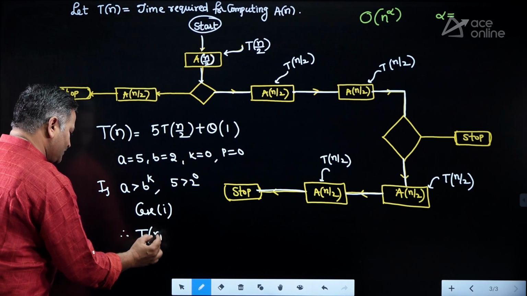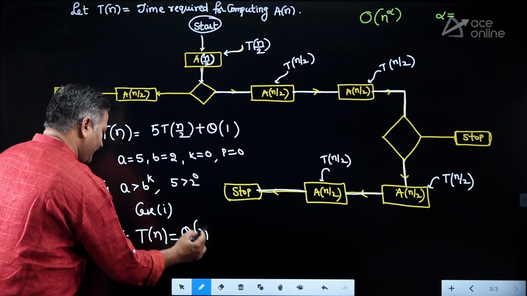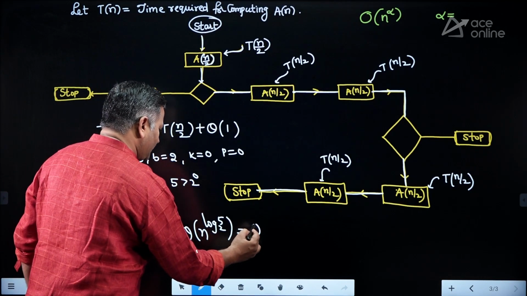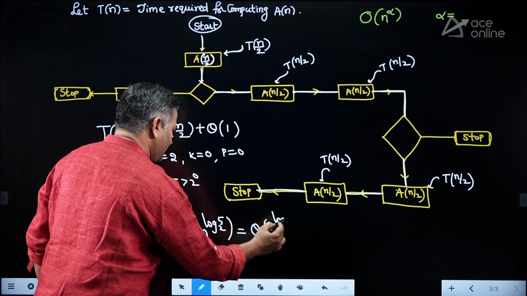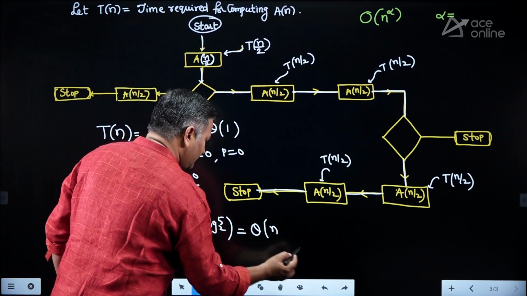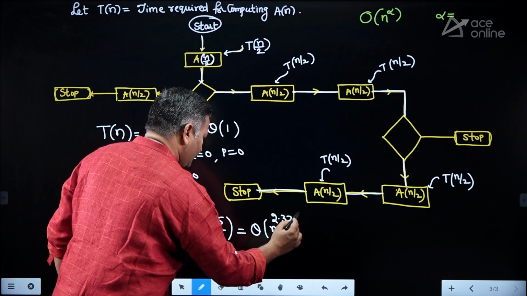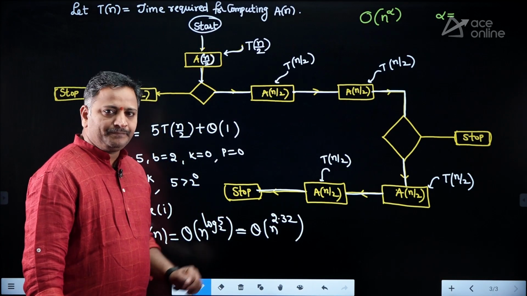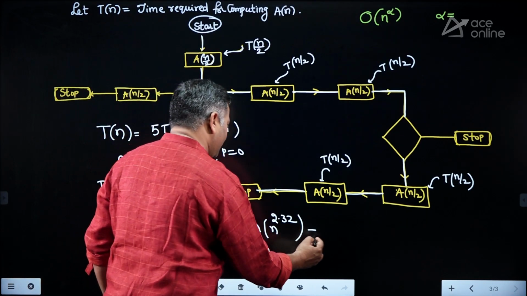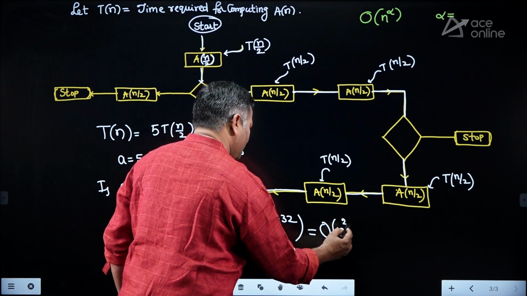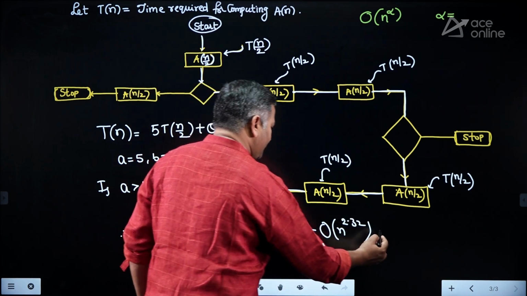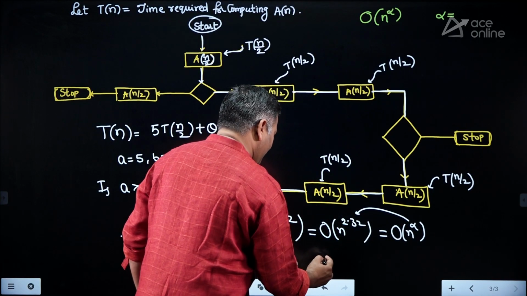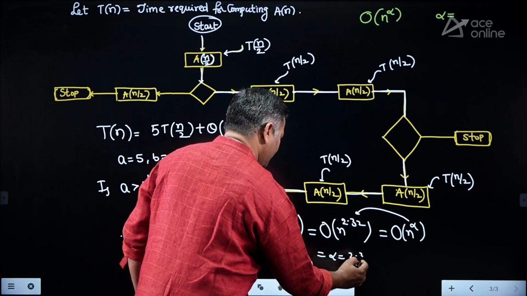Therefore, T of n is equal to theta of n to the power of log 5 base 2, which we can write as 2.32. Once it is satisfied for theta, it is also satisfied for big O. Therefore, we can also say it is order of n to the power of 2.32. They provided this as order of n to the power of alpha. Now compare: the alpha value is equal to 2.32.